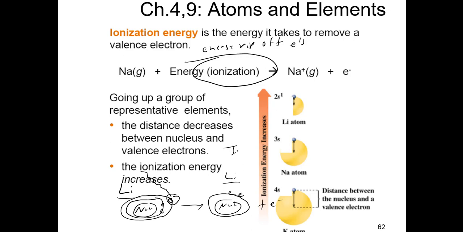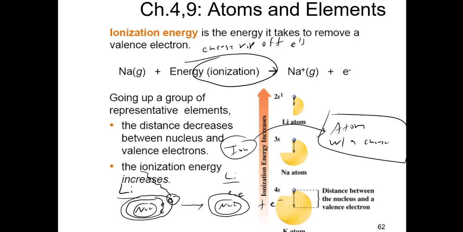Now, an ion refers to an atom with a charge. Now you know the definition of the term ion. So this lithium is now an atom with a charge. So why does it have a charge? We'll get into this in the next slide packet.